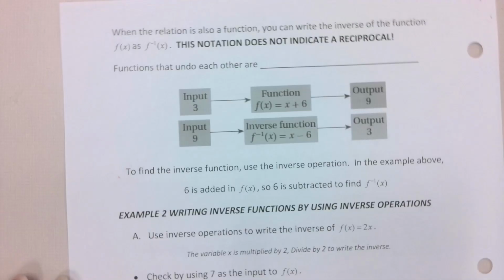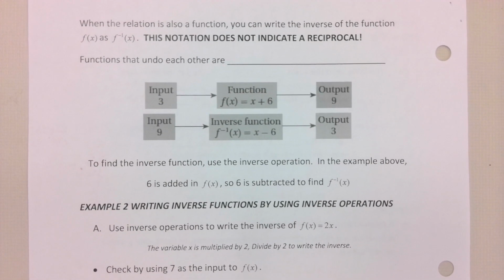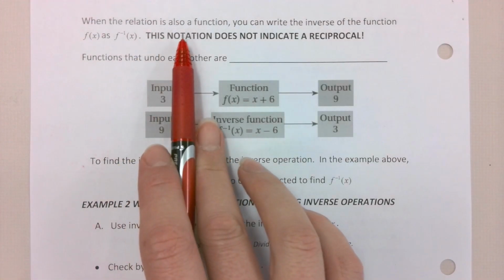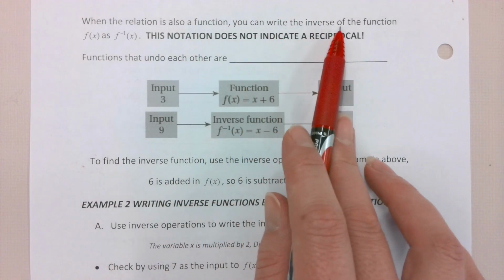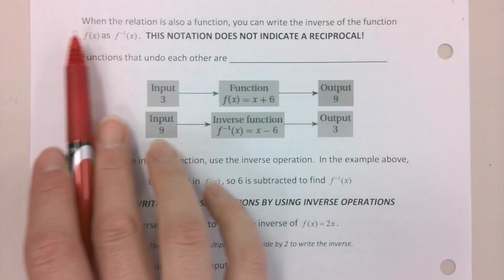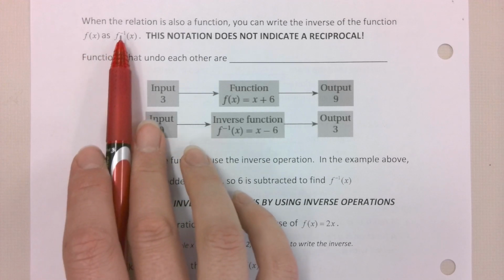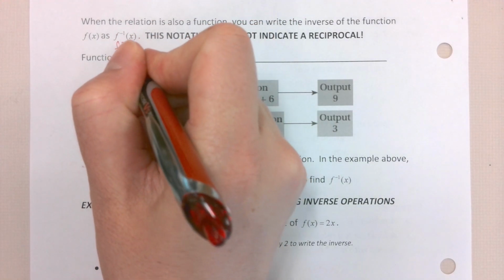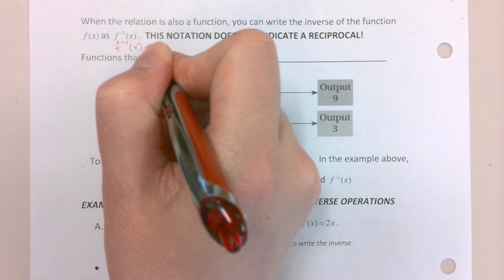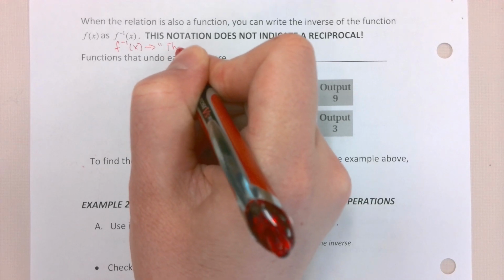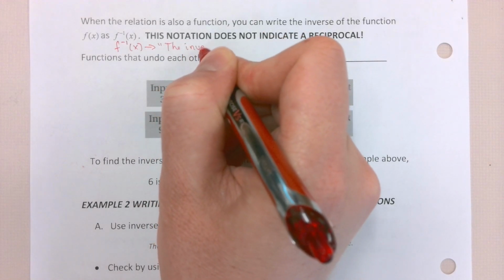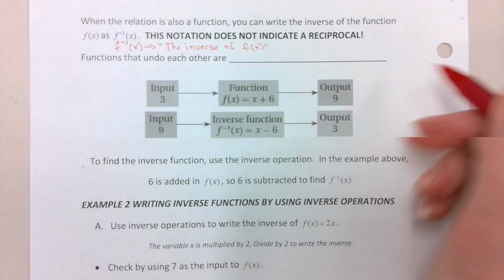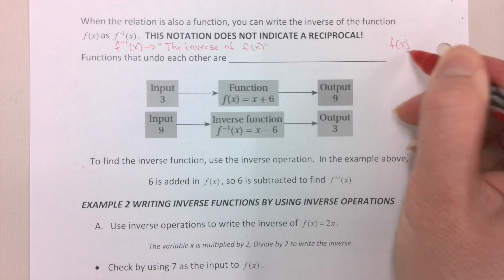All right, we're going to go into talking about inverses with functions now. So we're going to talk about the notation here. When the relation is also a function, you can write the inverse of the function. Function notation is f of x. f to the negative 1 of x stands for the inverse function. So f to the negative 1 of x really means the inverse of f of x.